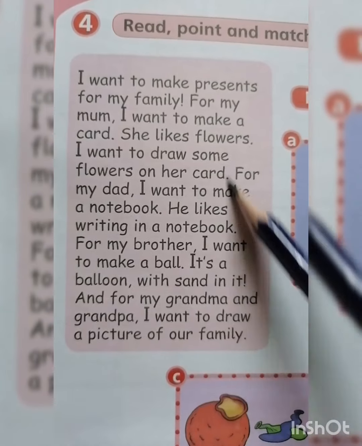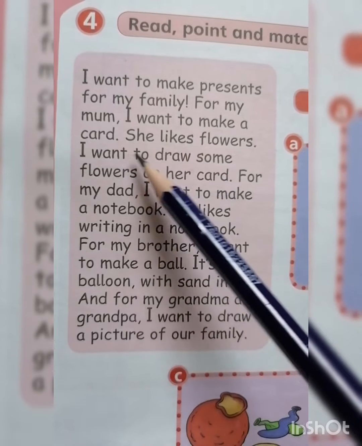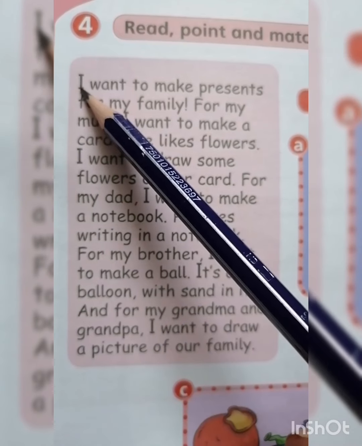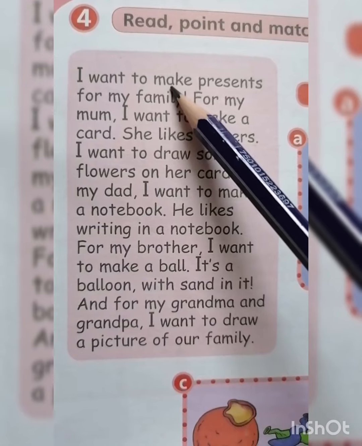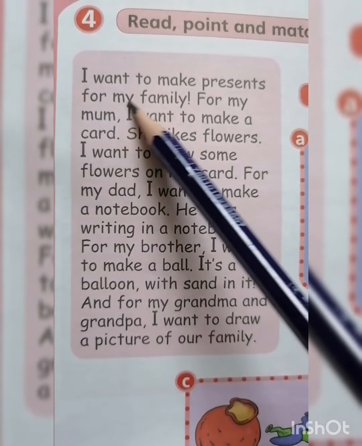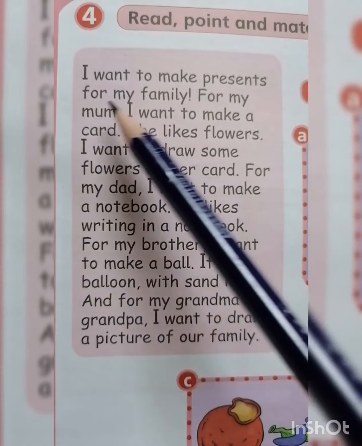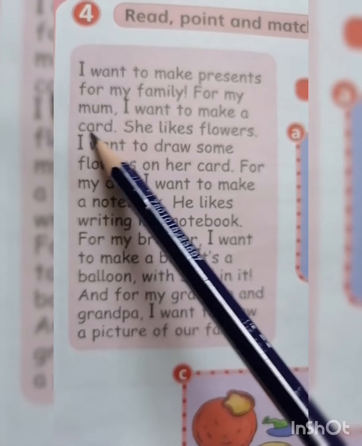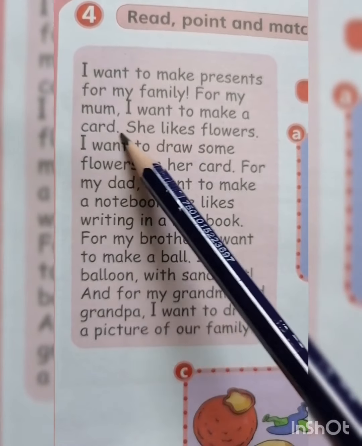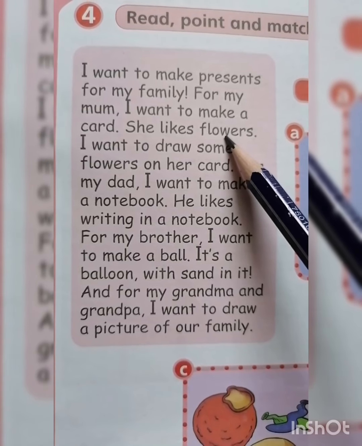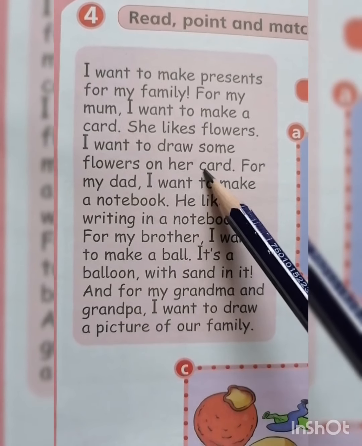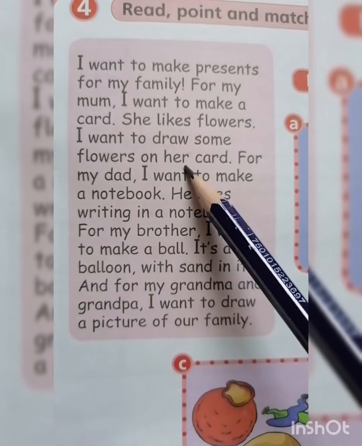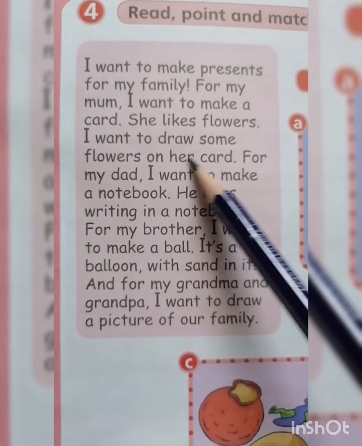Okay, now let's translate each line. خلينا نترجم كل سطر. I want to make presents for my family. أنا أريد أن أصنع هدايا لعائلتي. For my mom, لأمي. I want to make a card. أنا أريد أن أصنع كرت أو بطاقة. She likes flowers. هي تحب الزهور. I want to draw some flowers on her card. أنا أريد أن أرسم, draw, أرسم some flowers on her card, بعض من الأزهار على كرتها.